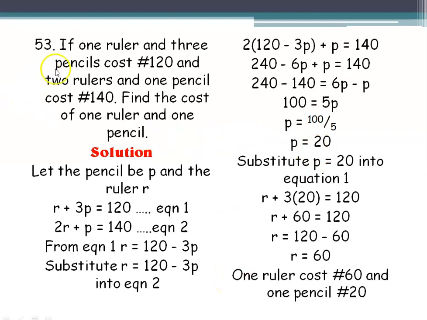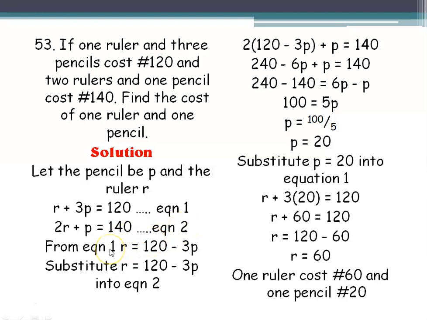Okay, question 53 now says, if one ruler and 3 pencils cost 120 naira, and 2 rulers and 1 pencil cost 140 naira, find the cost of 1 ruler and 1 pencil. Okay, so to make this easy for us, let's represent our pencil with P and the ruler with R. So 1 ruler and 3 pencils will be R plus 3P, which is equals to 120, equation 1. And 2 rulers and 1 pencil now is 2R plus P is equals to 140, and that's equation 2.